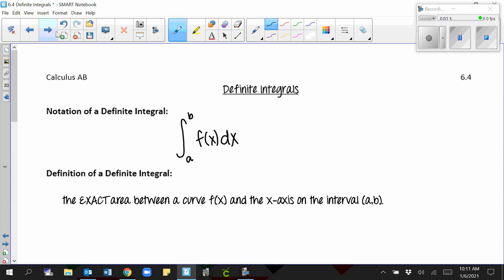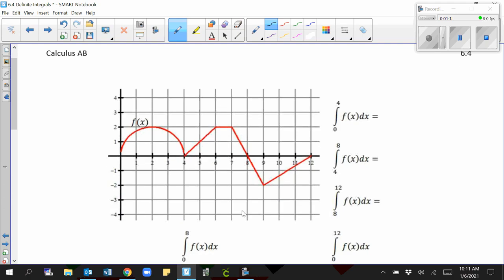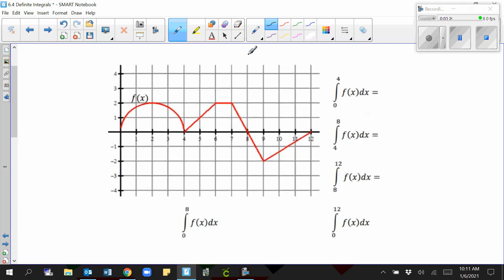So now we're going to start talking about some exact areas. And so let's look at this graph that we have right here. And we're going to find some specific integrals. So the first one it wants us to find is from 0 to 4. So we're trying to figure out from 0 to 4, which is this semicircle that we've got right here.